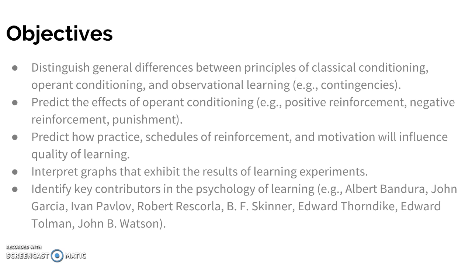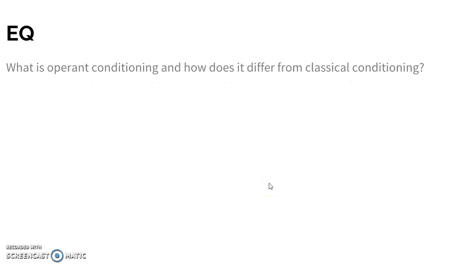Here are all the objectives aligned with your AP tests that we're going to be studying today. Basically, we're going to be talking about the difference between classical and operant conditioning. We'll discuss effects of operant conditioning with reinforcement and punishment, schedules of reinforcement, look at some graphs, and of course identify some key contributors. Cool. So let's go ahead and start with the first central question. What is operant conditioning and how does it differ from classical conditioning?